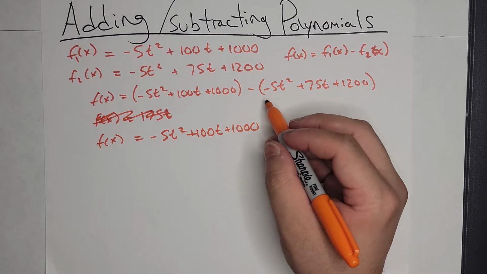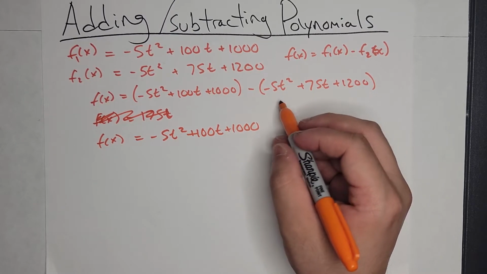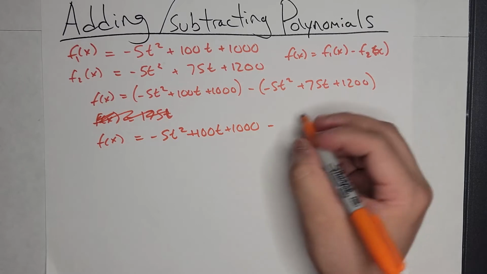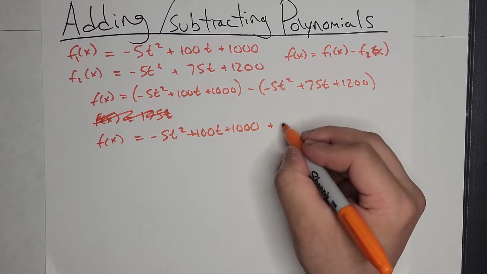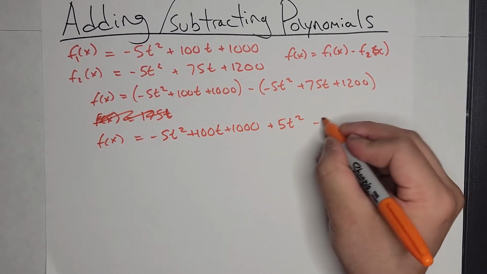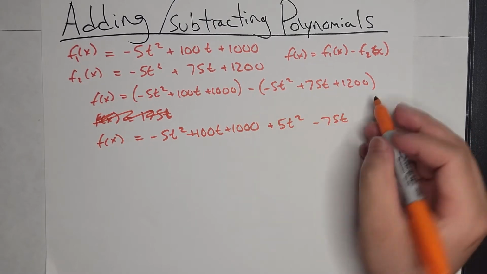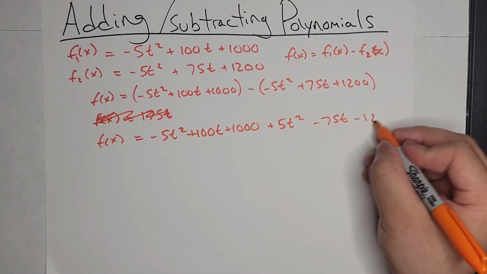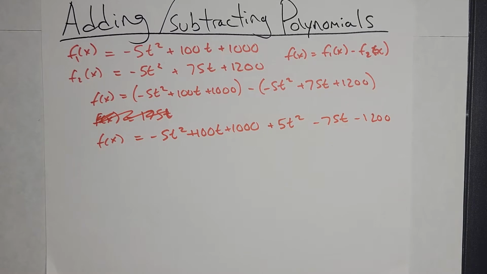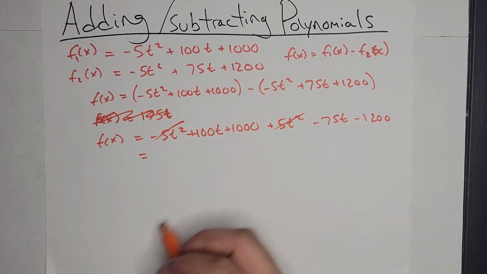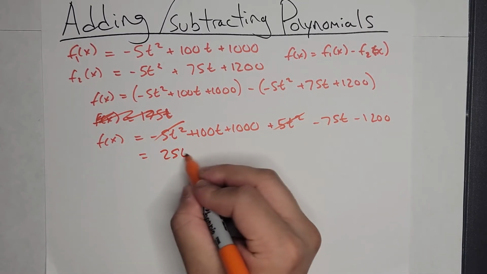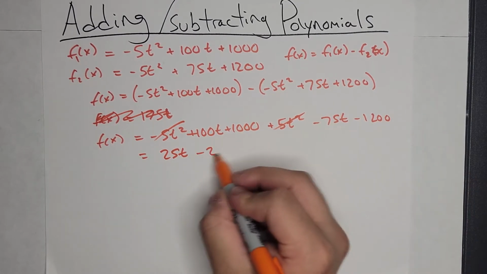So we have a subtraction here. So we're going to do plus 5t squared minus 75t minus 1200. So let's simplify that. These two get cancelled. 100 minus 75 is 25t. 1000 minus 1200 is negative 200.